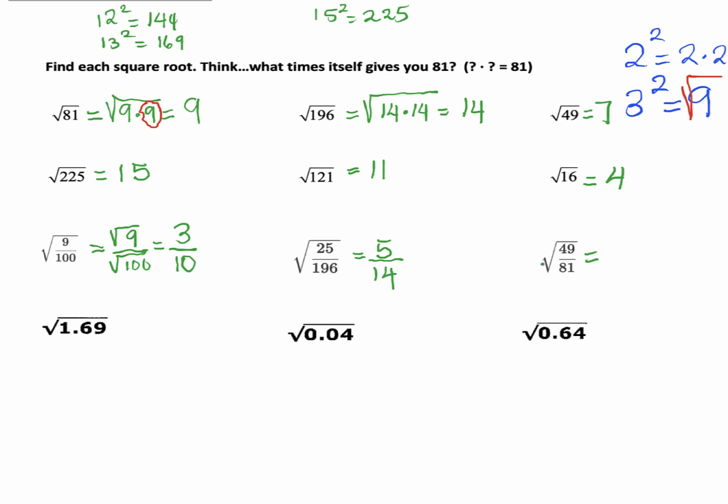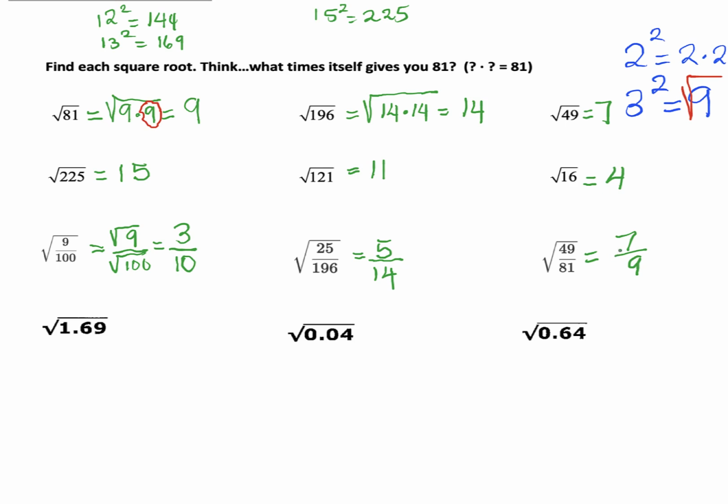Same thing here. You want the square root of 49 over 81. The square root of 49 is 7. The square root of 81 is 9. Again, they use the same square roots over and over and over. If you put them to memory, you can finish this question in less than half of a minute.